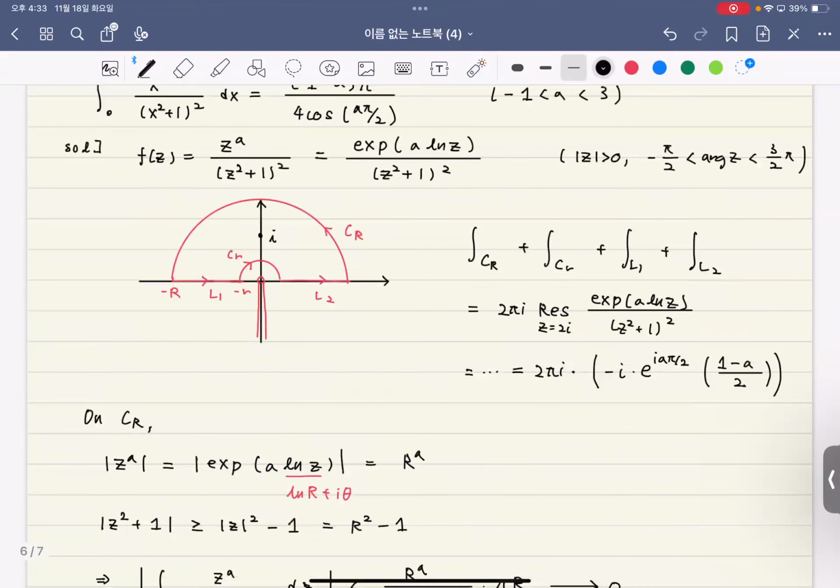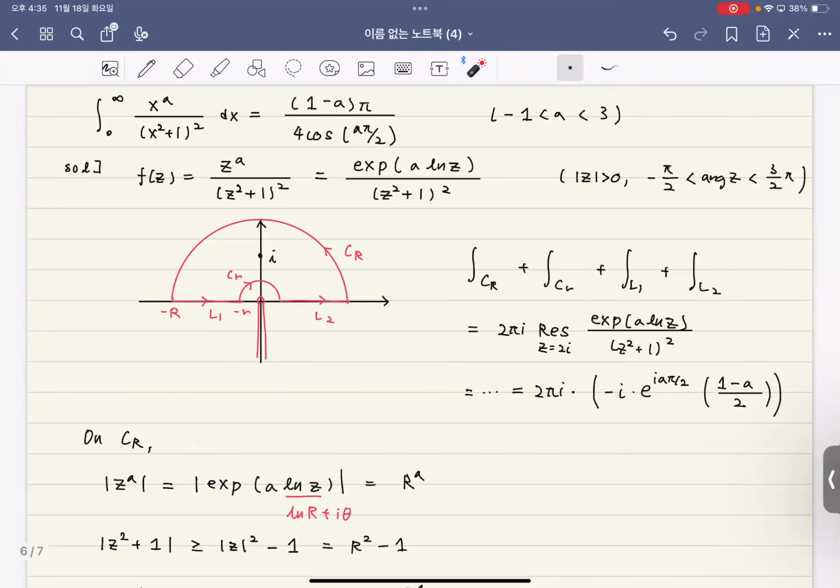Now what I want to do is set R to positive infinity and small r to 0. Then we know that this integral tends to 0 and this one also tends to 0. Therefore, in this entire thing, this is 0, this is 0, and this equals this number, right?